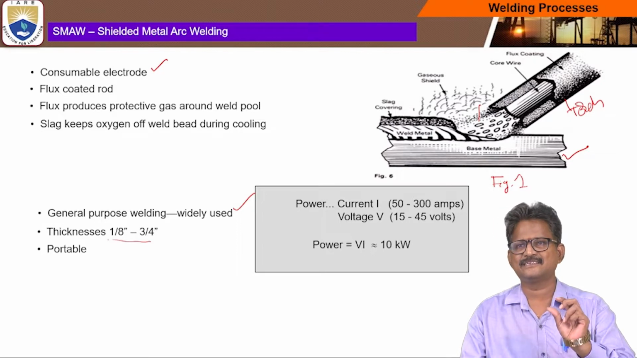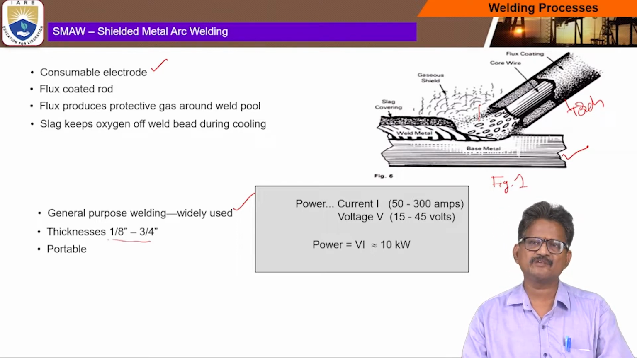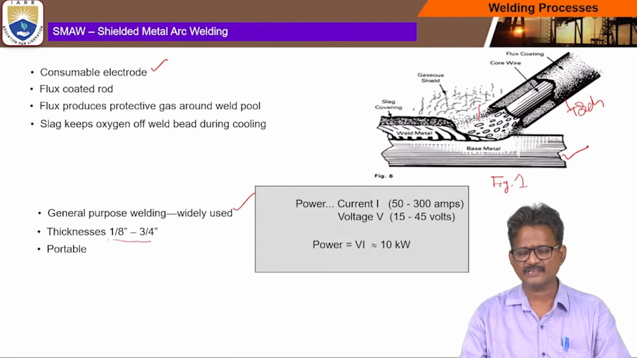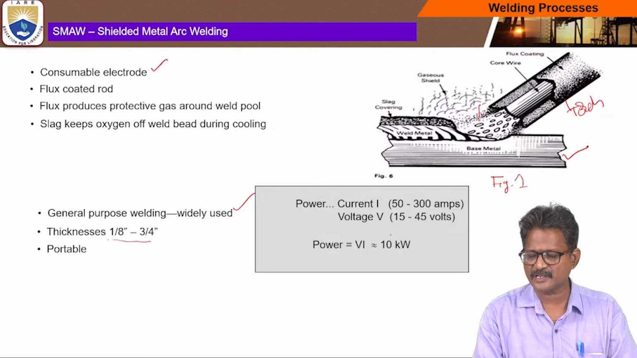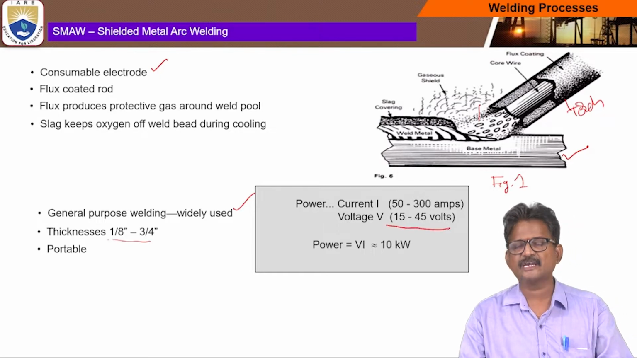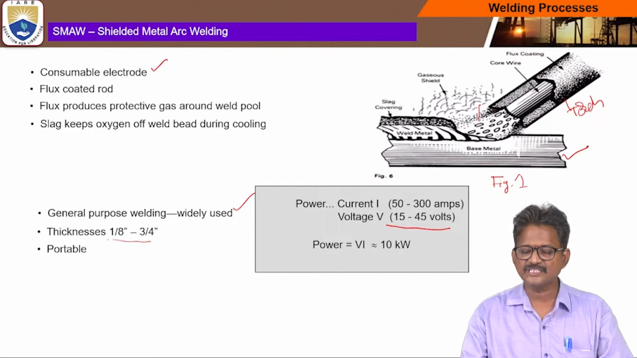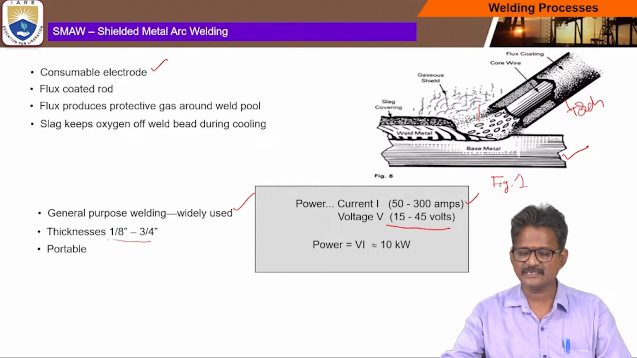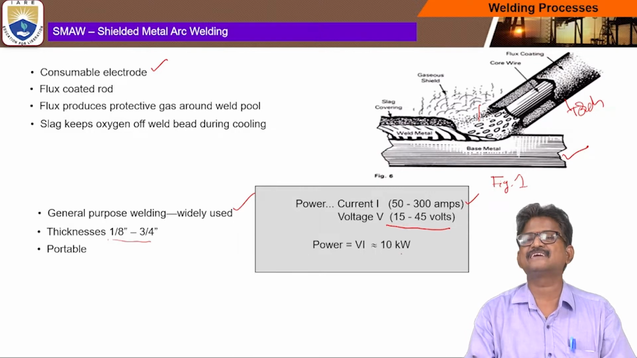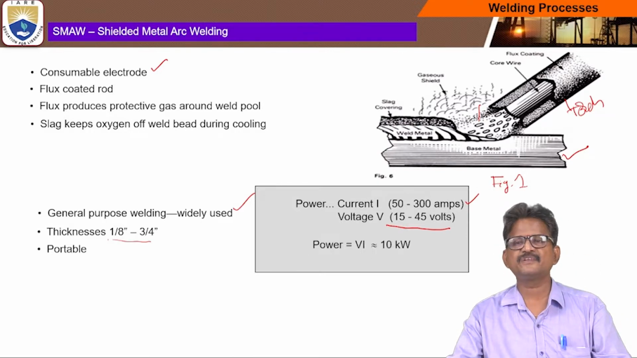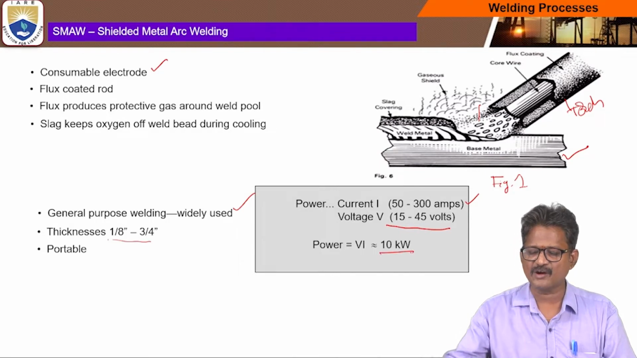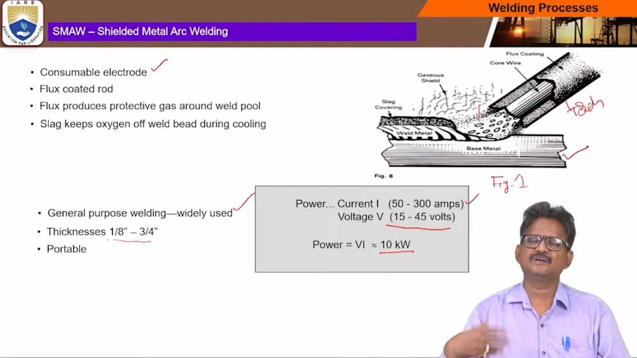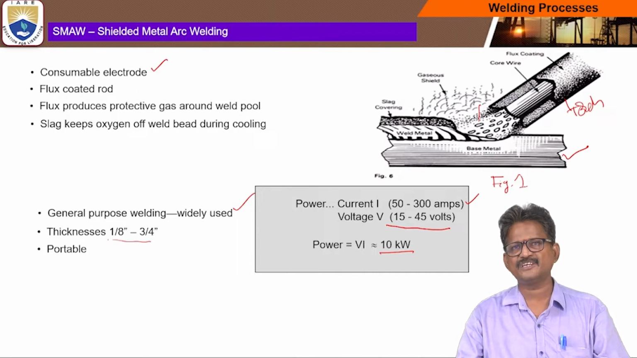One interesting thing is the specification of the power requirement when doing shielded metal arc welding: power P is equal to VI. That is, how much voltage should be kept while performing this welding. Approximately 15 to 45 volts should be kept, and the current we are able to maintain is 50 to 300 amperes. Obviously the power is the product of current and voltage, approximately 10 kilowatts, and this power can be utilized for the operation of shielded metal arc welding.